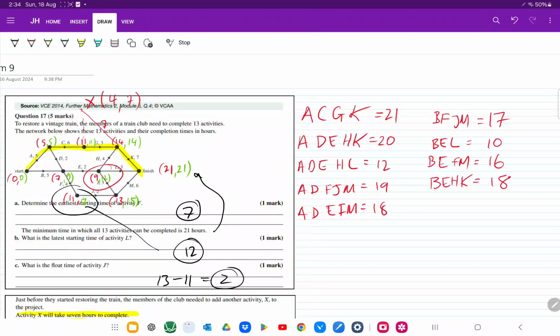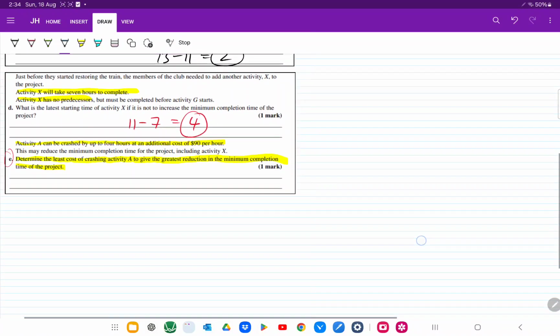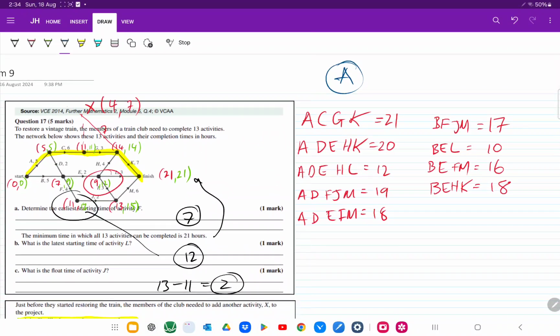So in this project, we can only crash A, but we can crash it as much as we want, but only A. Actually, can we crash it as much? Up to 4 hours only. So we have to be wary of this side right here because none of that's going to change. Only A is going to change. So let's reduce A by 1 hour.